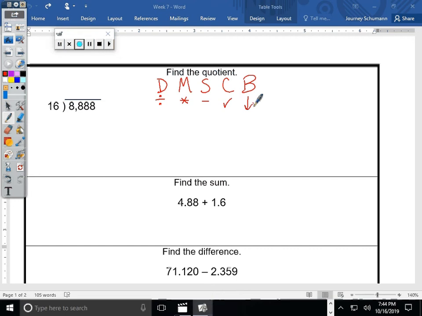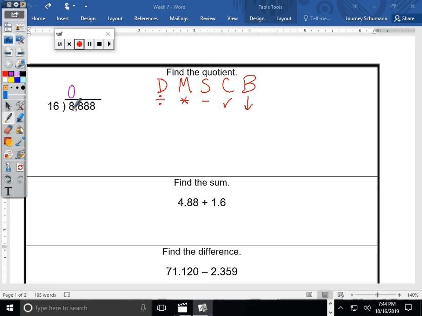So let's go ahead and take a look at this problem and see how we would get started. The first thing I would say is, does 16 go into 8,000? If I have 8 in the thousands place, could I get 16 groups of that? Could I get 16 groups of 1,000? The answer is not very nicely, right? So I would put a 0 up top saying, hey, I did try.